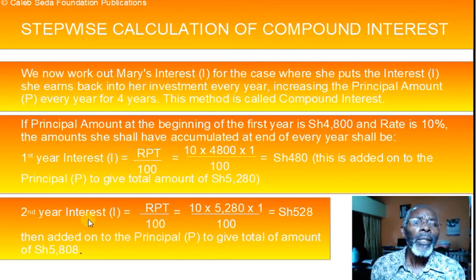Now, second year interest will be, again, using the simple interest formula of rate times principal times time over 100, which is equal to 10 times 5,280 times 1 year over 100, raising an interest of shillings 528, which is again added on to the existing principal at the end of the second year, to raise the total principal to now 5,808 shillings.